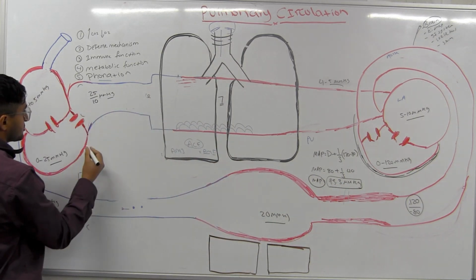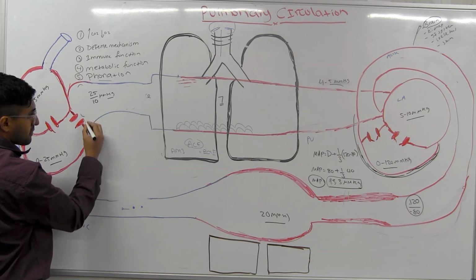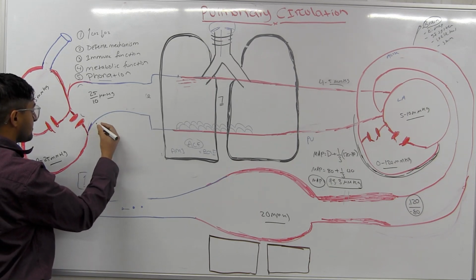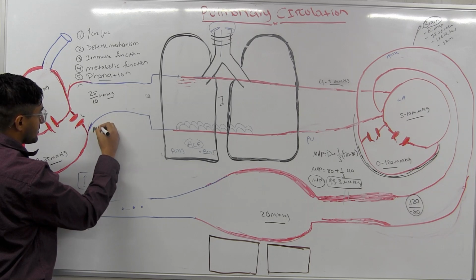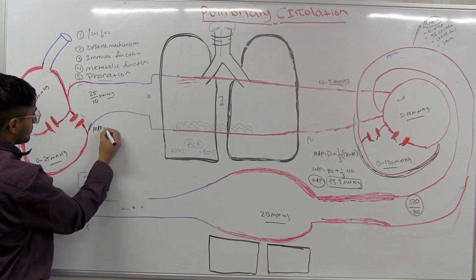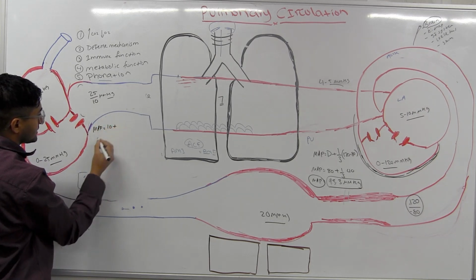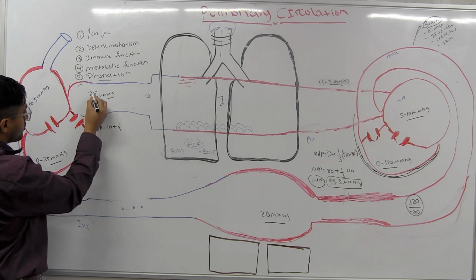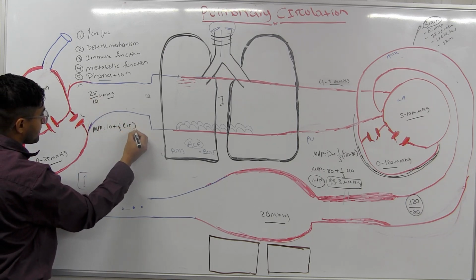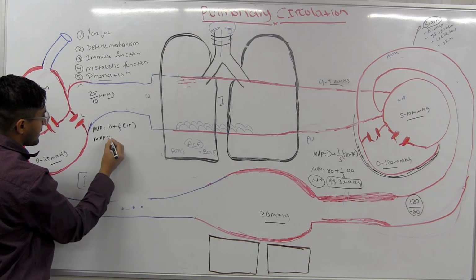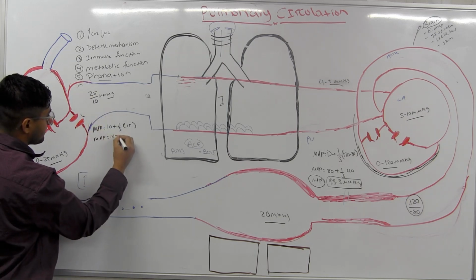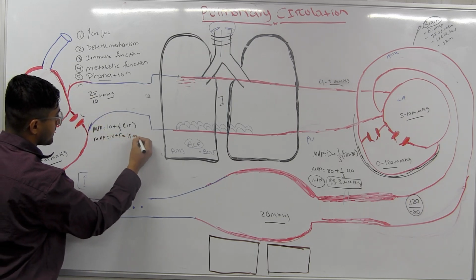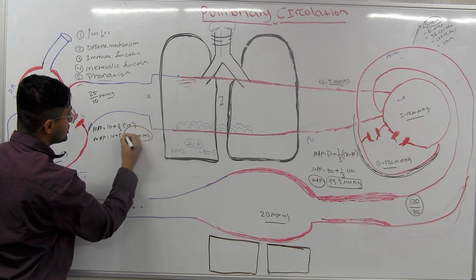And if we look at the pressure on the pulmonary side, what is my mean pulmonary arterial pressure? What is my diastolic? 10, plus one third of my pulse pressure, 25 minus 10, that's 15, so 5. So the mean arterial pressure is 10 plus 5, which is 15 millimeters of mercury. Look at this. You see there's a huge difference?